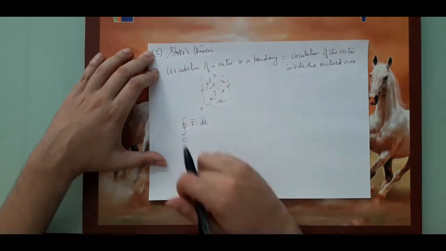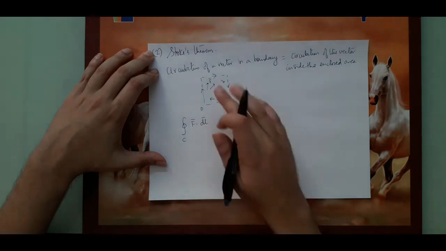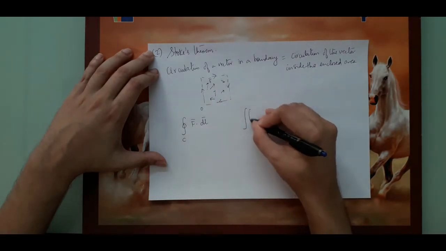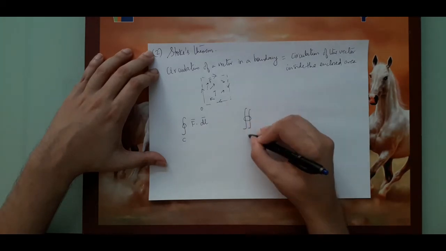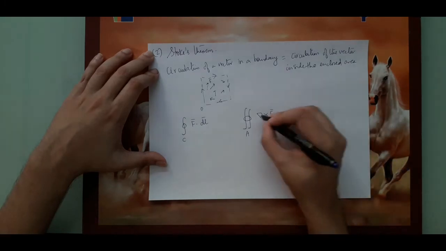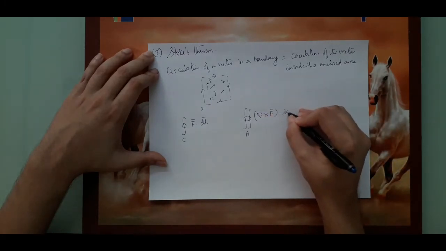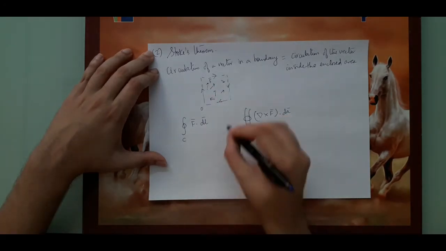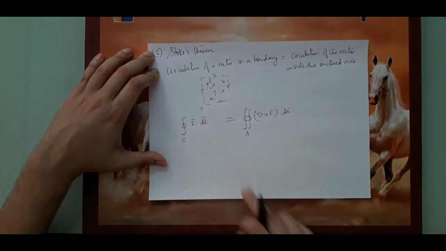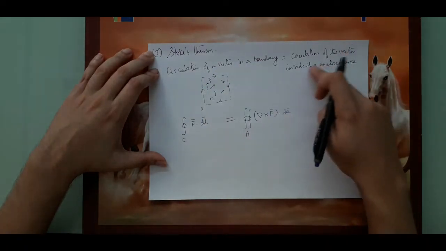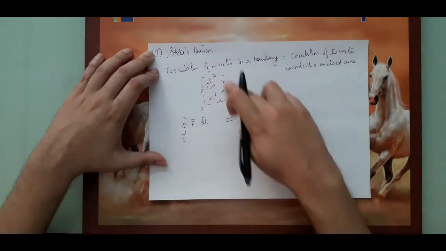Now inside the surface, how do I define circulation? It is nothing but the curl. So I will again take an area integral. I will take curl of F dot dA, where again dA is the area differential, and these two must be equal. This indicates the circulation of a vector along the boundary, and this indicates the circulation of the vector inside this area or the surface.